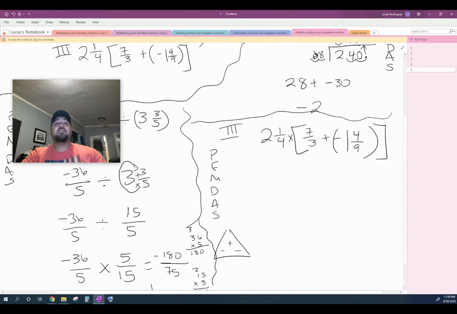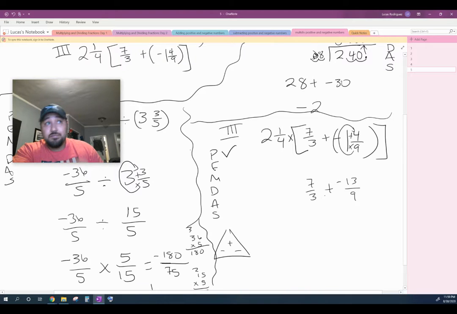So first thing I need to do is my parentheses, or in this case, brackets, which GEMS says groups. If you've never heard of GEMS, it's another acronym to help you with order of operations. So I'm going to turn this into a mixed number. So 9 times 1 is 9, plus 4 is 13. 13 ninths, and those are negatives. And this is 7/3. So I'm not even going to mess with this right now. I'm just going to focus on this.